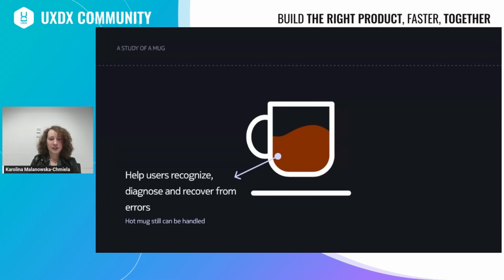And then we have help users recognize, diagnose, and recover from errors. A hot mug still can be handled. From the visibility of system status, I know that the contents of the mug are cold. But let's suppose that the content is hot. I can still handle a hot mug because it has the handle. I don't need to carry it this way.